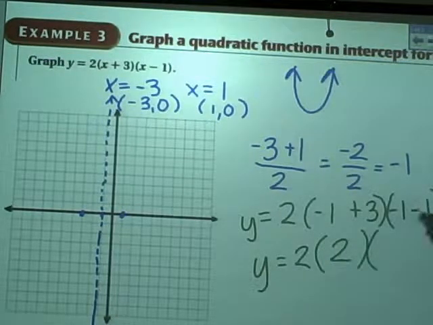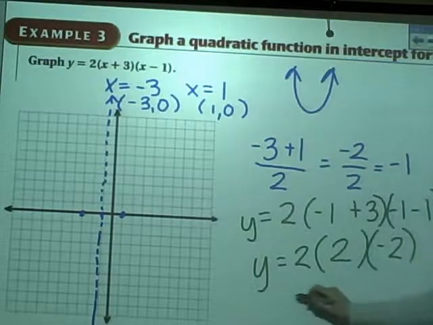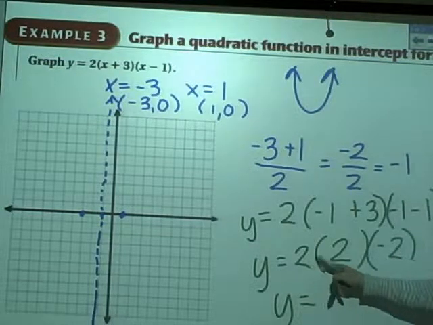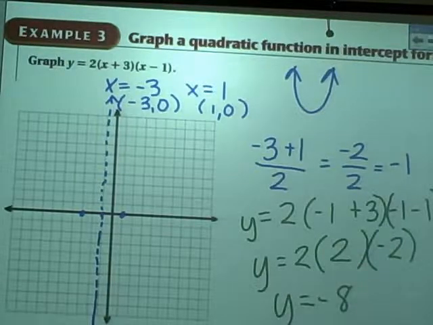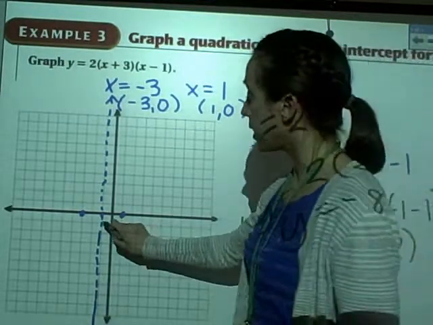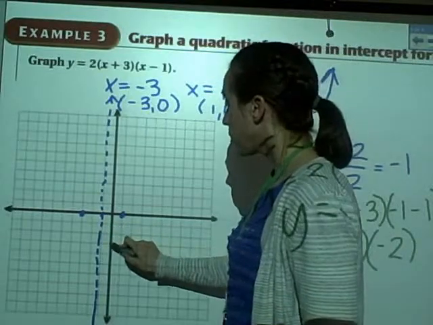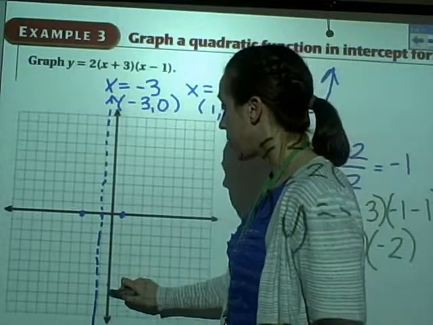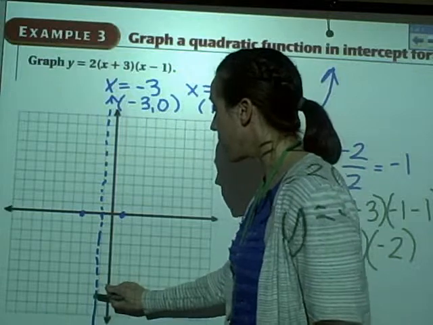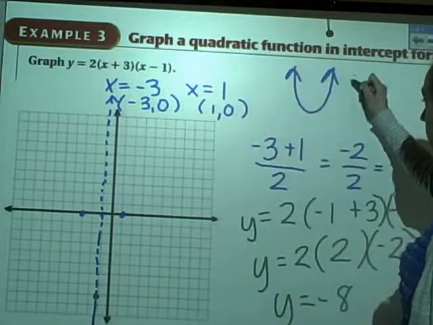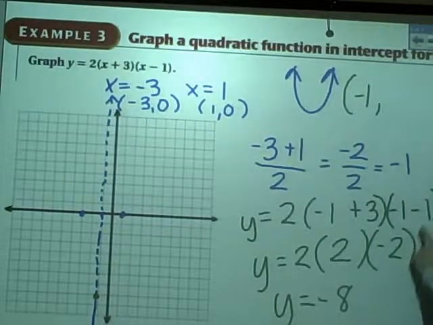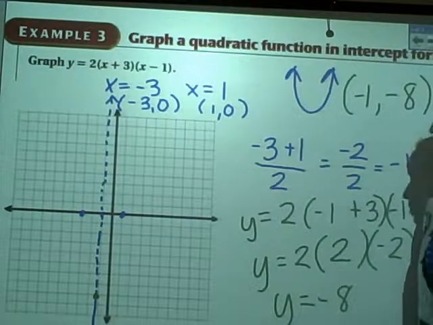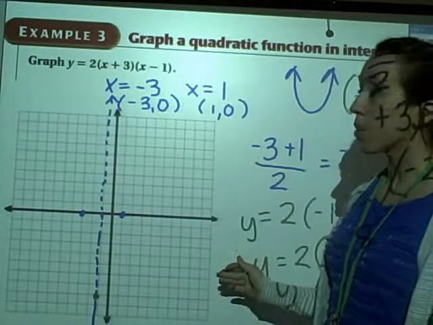Negative 1 minus 1 is negative 2. So y equals 2 times 2 is 4. 4 times negative 2 is negative 8. So I'm going to go down to negative 8. 1, 2, 3, 4, 5, 6, 7, 8. So my vertex is the point negative 1, because that was my axis of symmetry, negative 8.